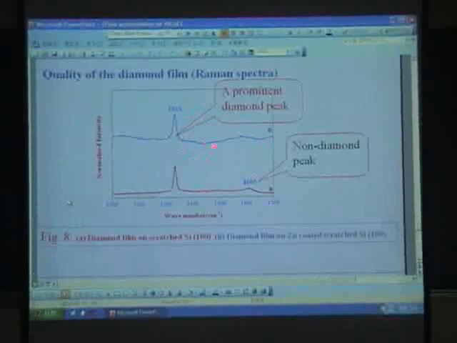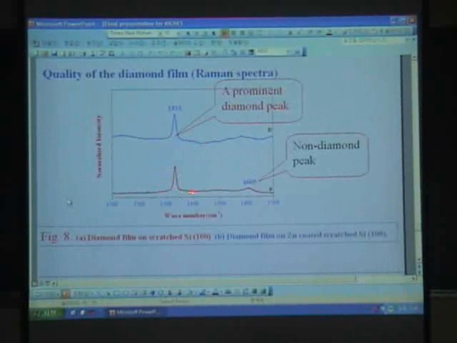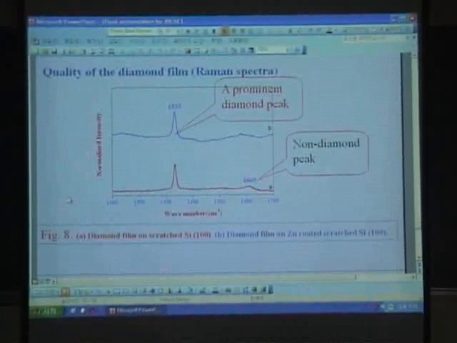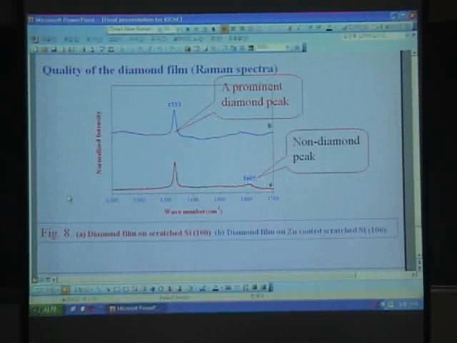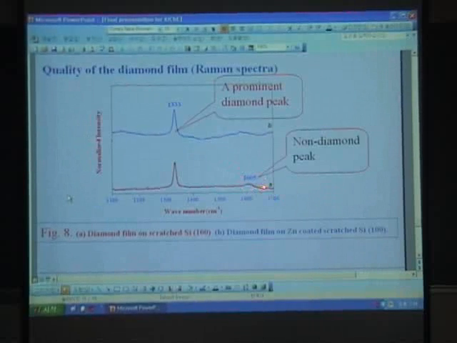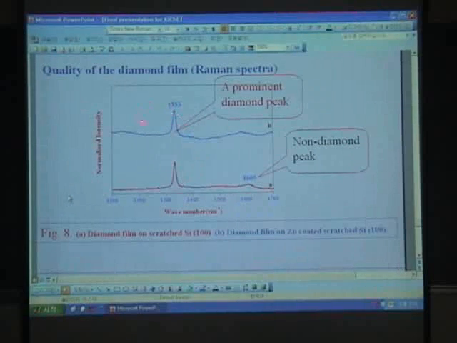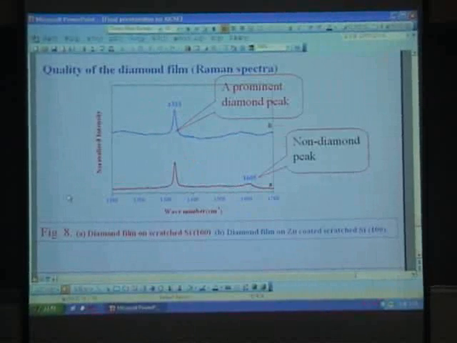As compared to scratched silicon, there is a prominent peak at 1605 at this place. This peak is a disordered graphite peak. The original peak is at 1615. So this is a disordered graphitic peak here. By this Raman analysis, we can conclude that the film grown on zinc is a good quality film.